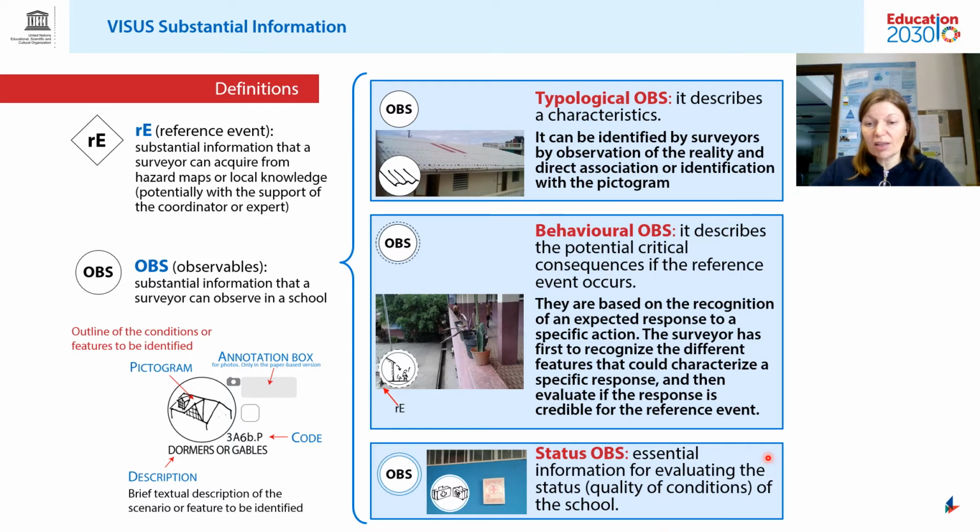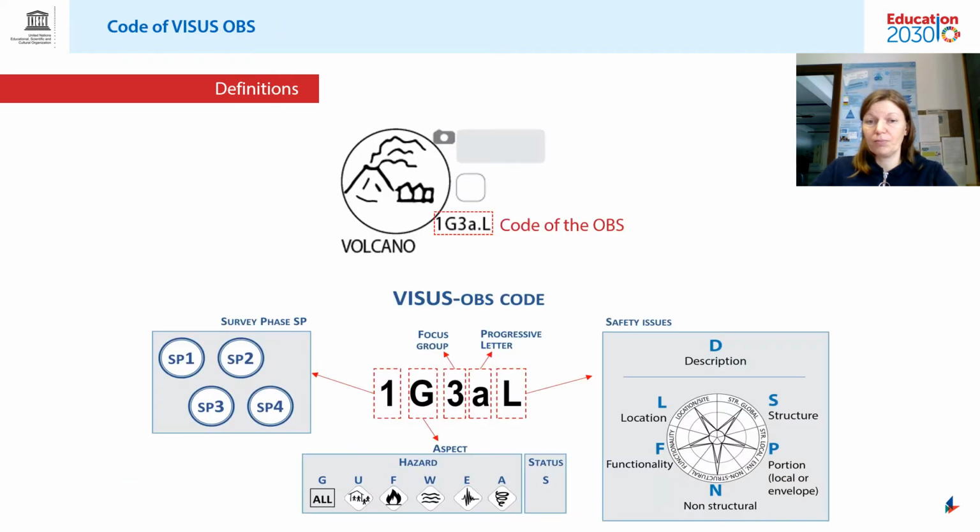Finally, there are the status OBS that are represented by a circle with two blue lines. The status OBS represent the essential information for evaluating the status, the quality of conditions of the school. The OBS are described, as I told you before, by a code. Each OBS has a specific code, where each symbol in the code has a specific meaning.